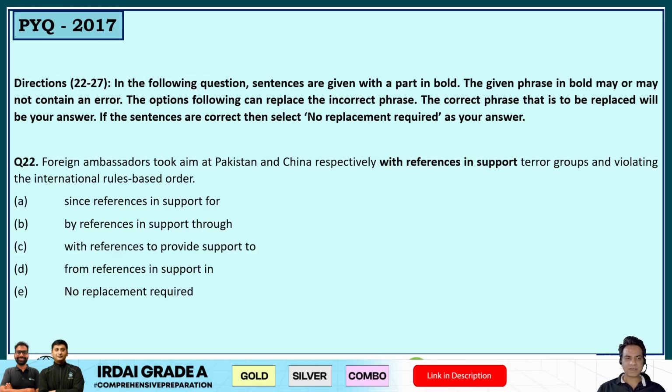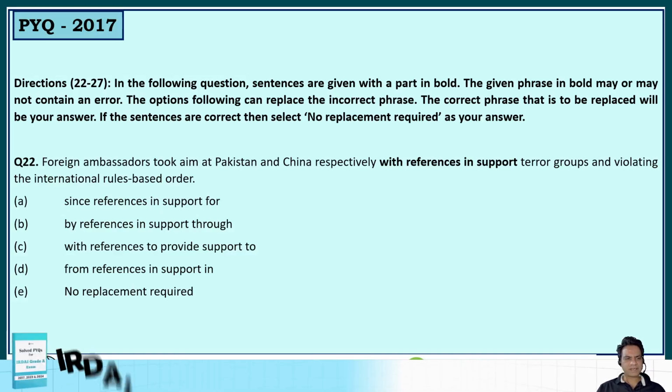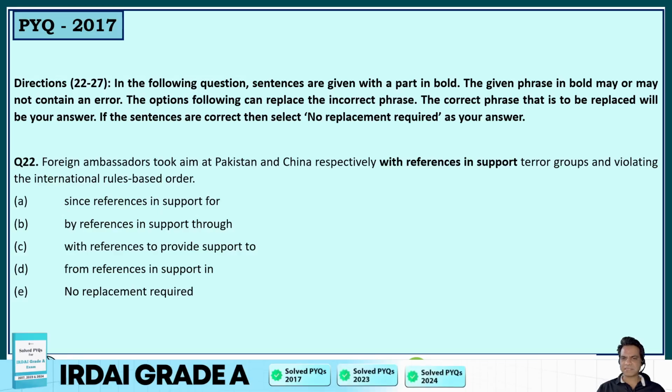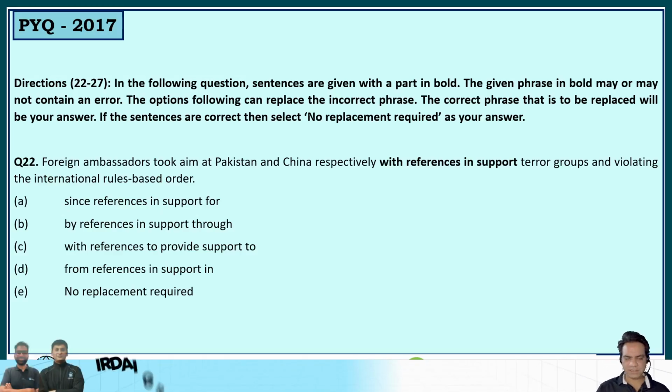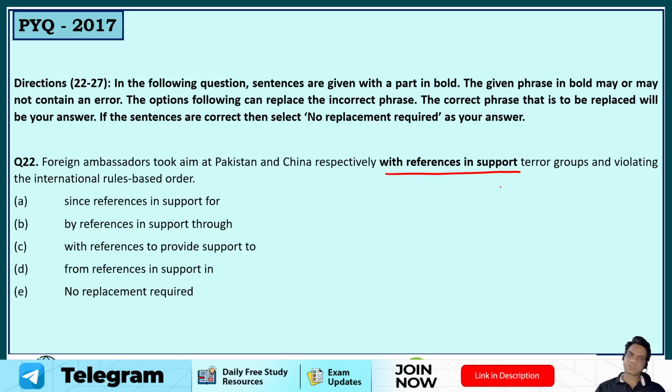The directions in the following questions: sentences are given with a part in bold. The given phrase in bold may or may not contain an error. The options following can replace the incorrect phrase. The correct phrase that is to be replaced will be your answer. If the sentence is correct, then choose no sentence improvement. So the bold part is given and you have to find if it is correct or incorrect, and if it is incorrect, which option should replace it. So let's read the question, guys.